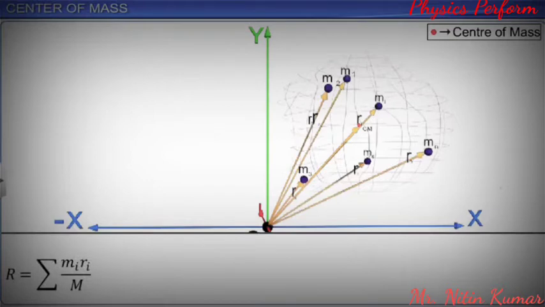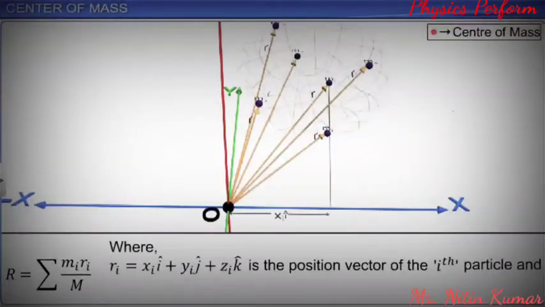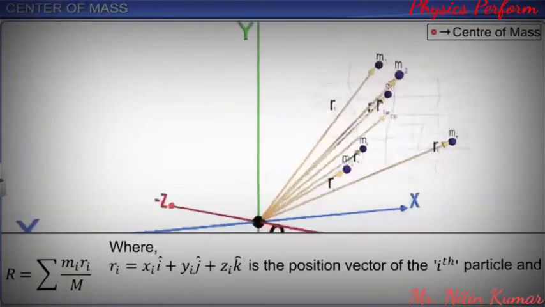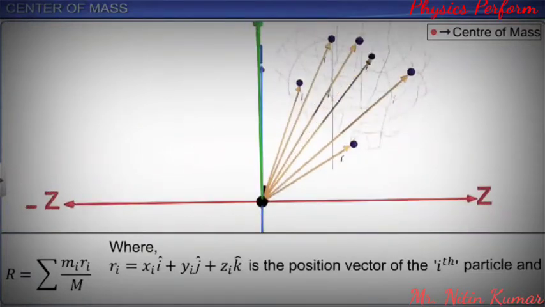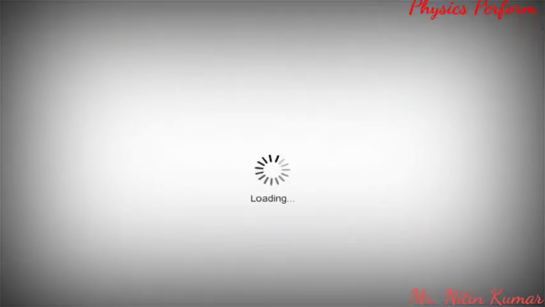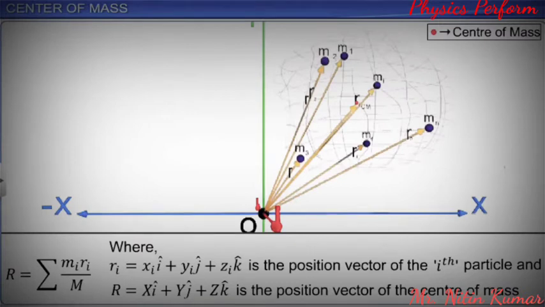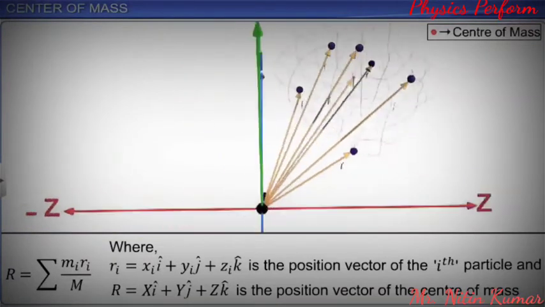R is equal to sigma mi Ri by M, where Ri is equal to xi i plus yi j plus zi k is the position vector of the ith particle, and R is equal to X i plus Y j plus Z k is the position vector of the center of mass.